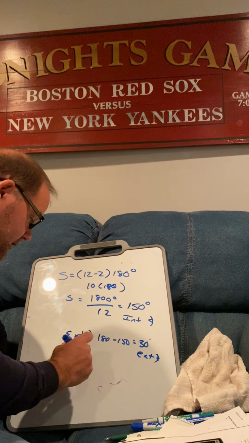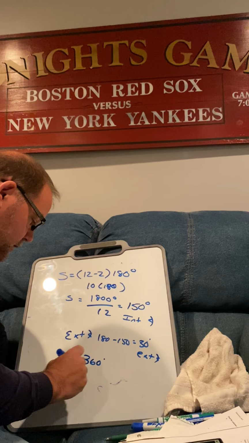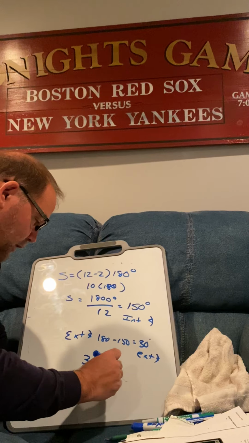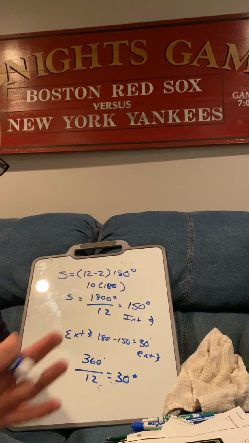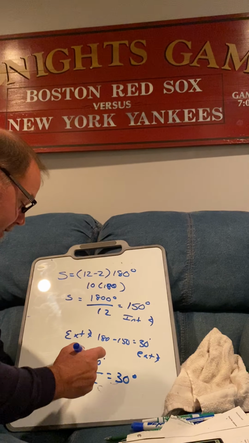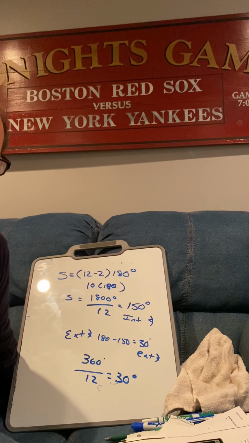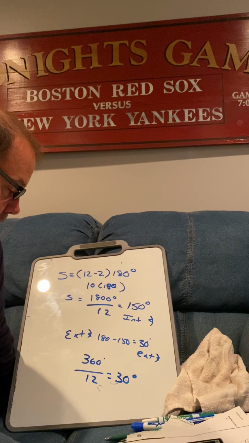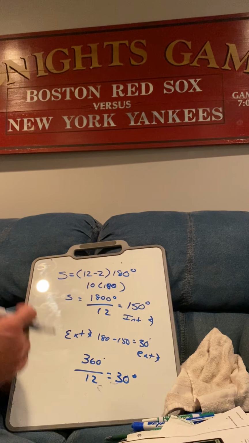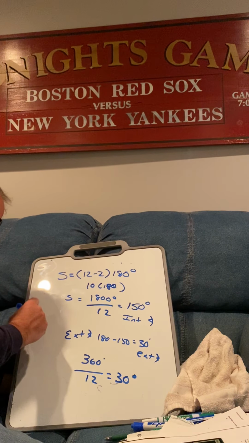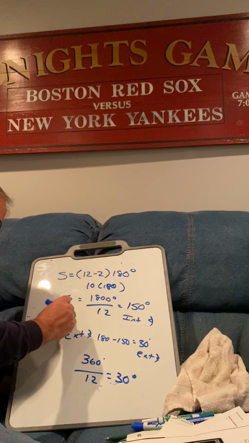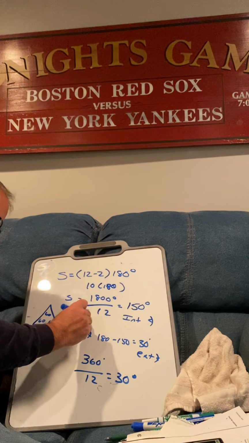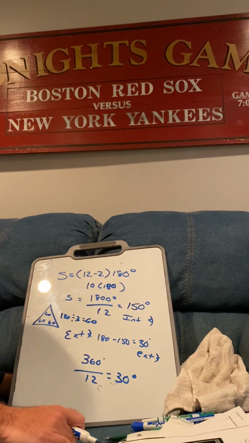Or you could say 360 divided by 12. And the reason why I use 360 is no matter what figure we're talking about, the exterior angles always add up to 360 degrees. Okay. So go back to something that we know. Go back to a triangle. Triangle, okay, 180 degrees divided by 3 angles. That's why each angle is 60 degrees.